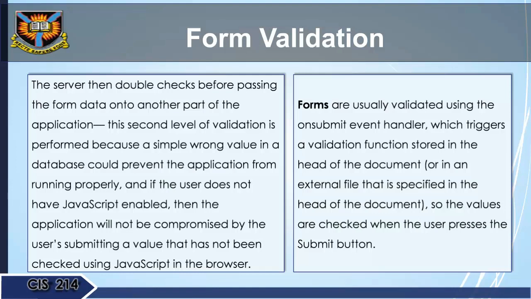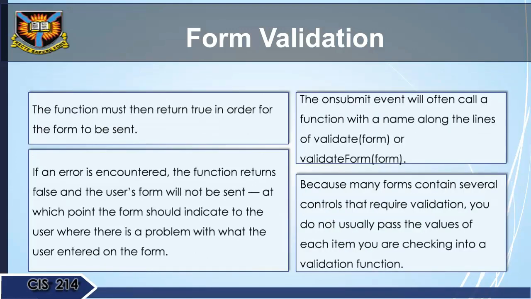Forms are usually validated using the onSubmit event handler, which triggers a validation function stored in the head of the document or in an external file that is specified in the head of the document, so the values are checked when the user presses the submit button. The function must then return true in order for the form to be sent.